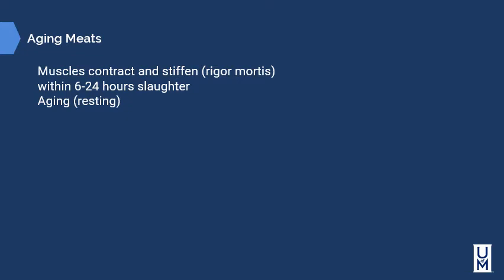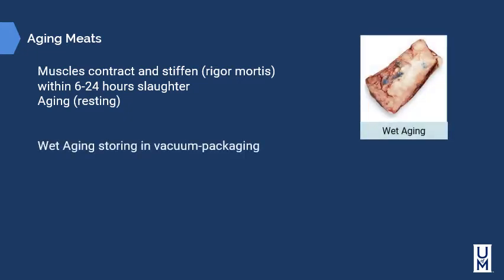There are two different ways of resting or aging this meat. The first way is called wet aging, which means that it's stored in vacuum packaging. This is the most common way that meat is aged in the United States. It is the kind of meat that you'll find in the grocery store in many cases.